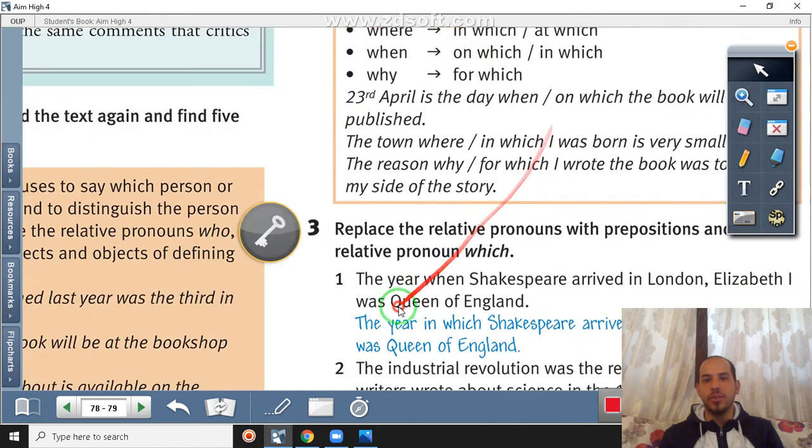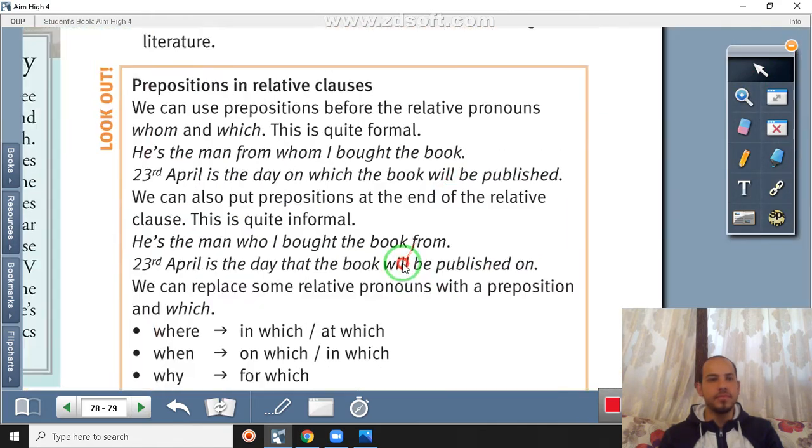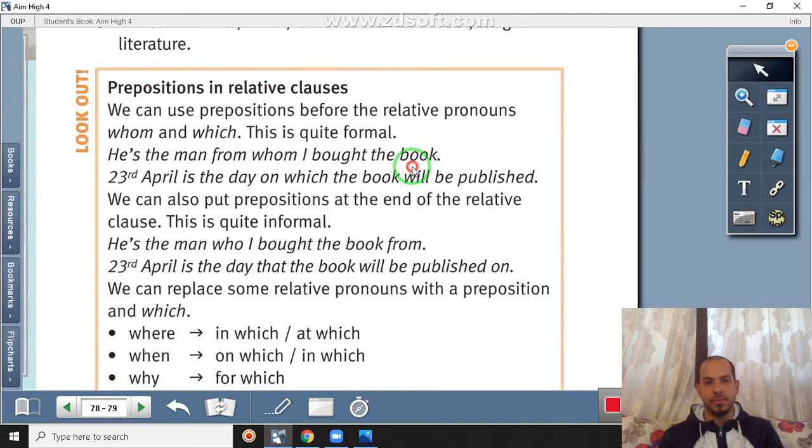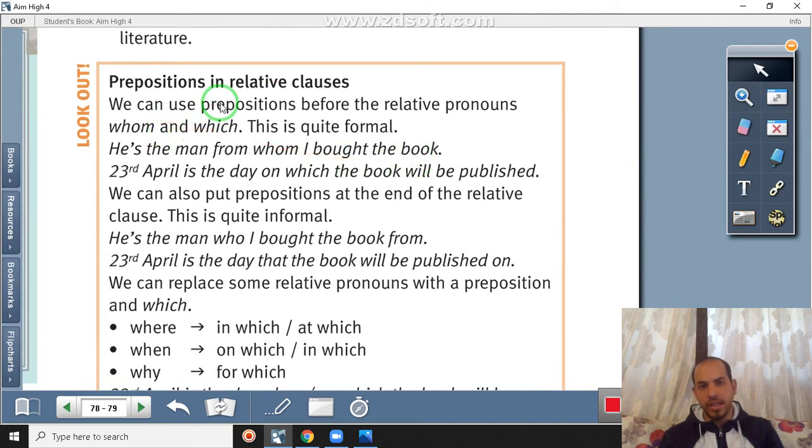Now we are going to explain this box. Now, prepositions and relative clauses. In some clauses, you might find a preposition joined with or combined with a relative clause. Prepositions are in, on, at, and for. These are prepositions. So we can use prepositions before the relative pronouns. Before, not after.